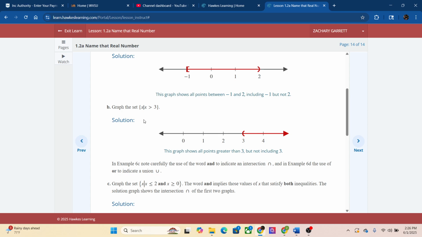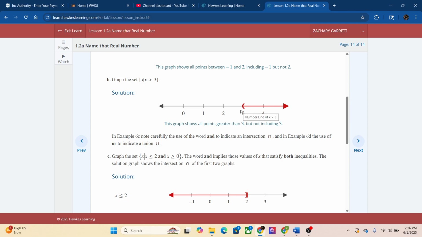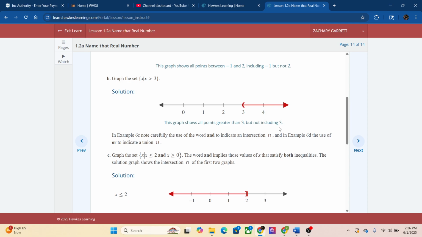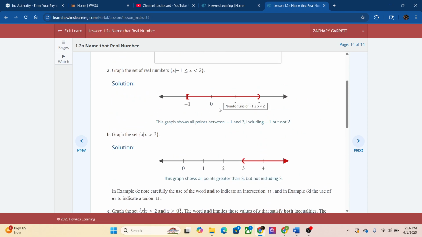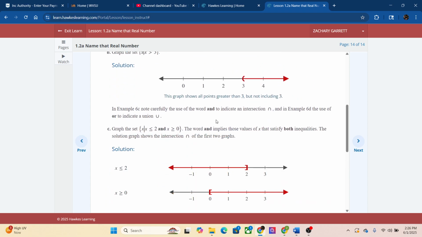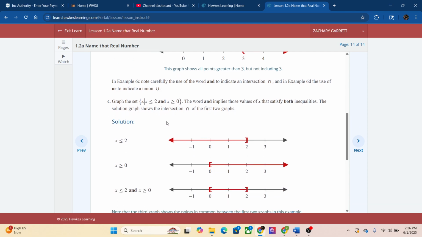Graph the set x such that x is greater than 3. As you can see here, 3 is not included, but 3.1 is included. But it starts at 3, so you still have to graph the 3. That's where the notation differences come in. In example 16, note carefully the use of the word and to indicate intersection. In example 6d, note the use of the word or to indicate union.